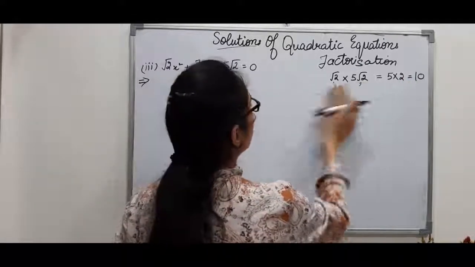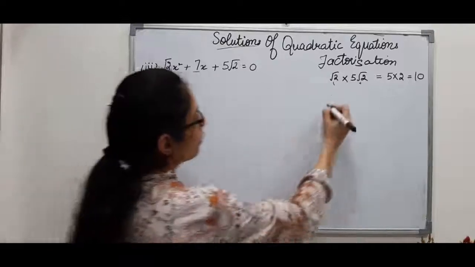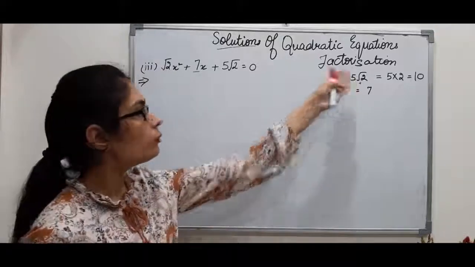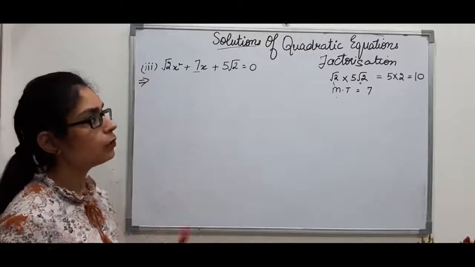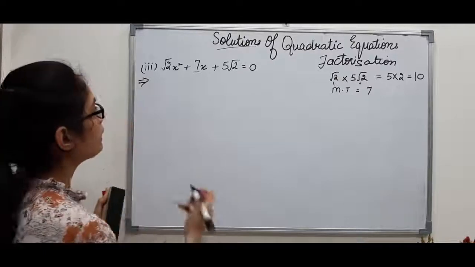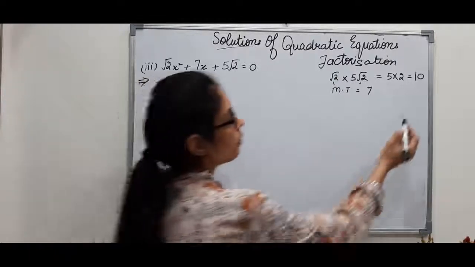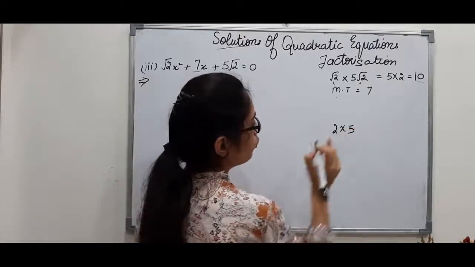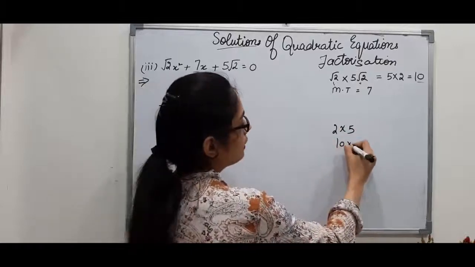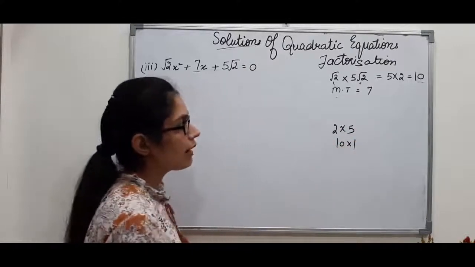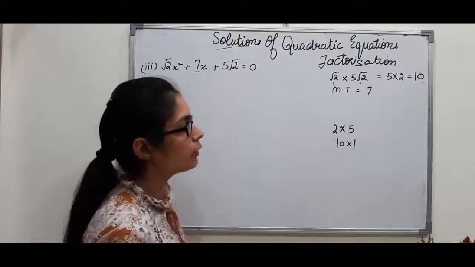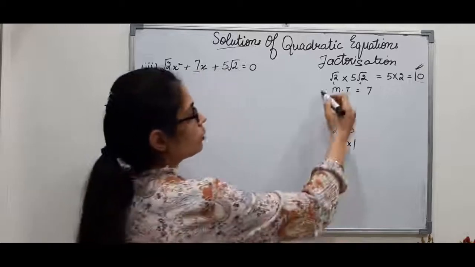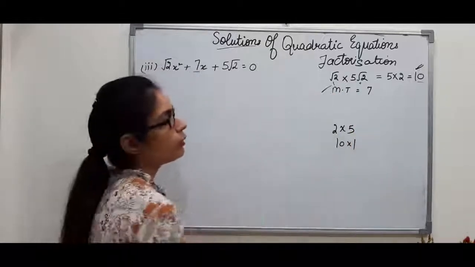Now let's write our middle term. The middle term is 7. I told you, you have to write the term along with the sign. Both the terms are positive, meaning plus sign, so we don't need to write the plus sign. Now we have to make the factors of 10. For 10, two factor pairs are there: 2 into 5 is 10, and 10 into 1 is 10. Now let's see which factors will satisfy our requirements. The product of the two factors should be equal to this, and their addition or subtraction should be equal to the middle term.